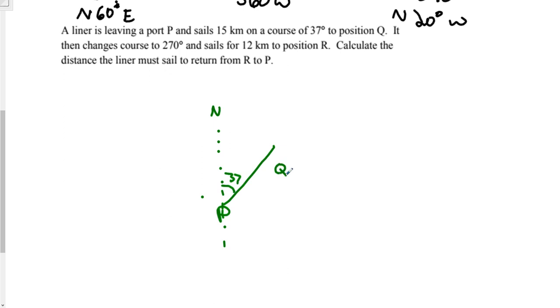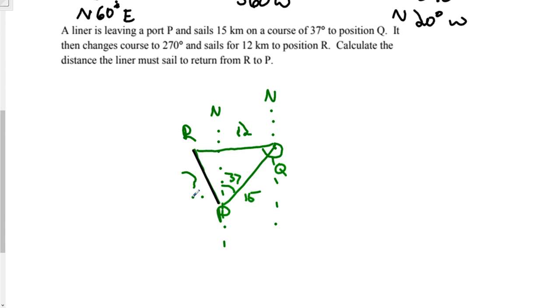It then changes course to 270 degrees and sails 12 kilometers to position R. So I'm going to draw north again. Now 270 degrees is 3/4 of a circle, so that's actually going to come around like this, and it's going to go straight across. Okay, 12 kilometers. This is 15 here. Now we wanted to calculate the distance you must sail from R to P. That we don't know. Okay, so it's going to look something like this.